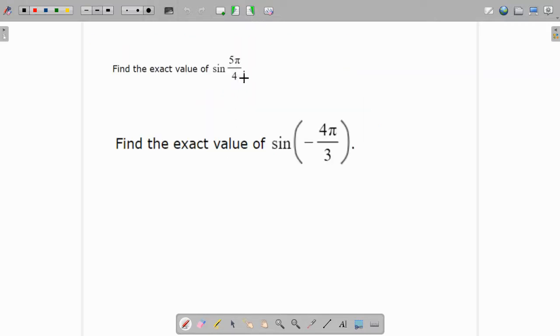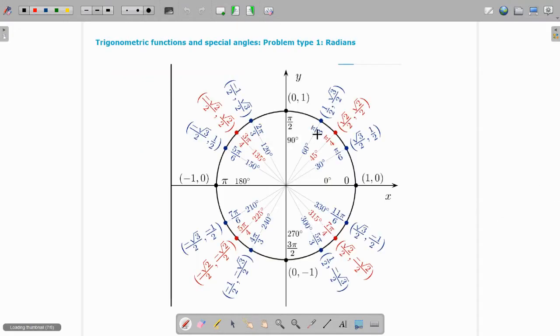So 5 pi over 4. Remember, if it's like this one, I'm going to jump ahead. We have to do a coterminal between 0 and 2 pi. Okay, so first one, sine of 5 pi over 4.